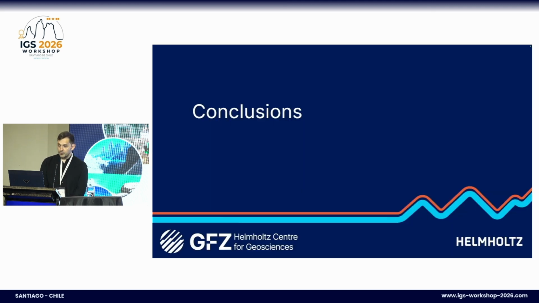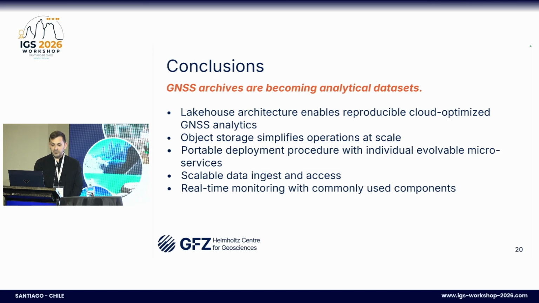All right, conclusions. GNSS archives are becoming analytical data sets. So the lakehouse architecture enables reproducible cloud-optimized GNSS analytics. The object storage simplifies the operations at scale. We have a portable deployment procedure with individual microservices. We can scale the data for the ingestion and also for the access. And we have real-time monitoring with commonly used components.